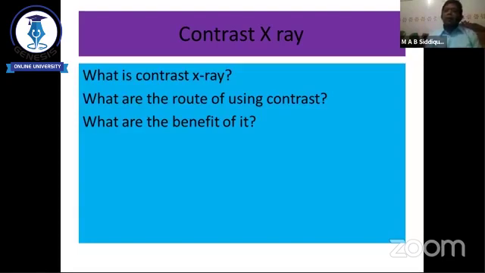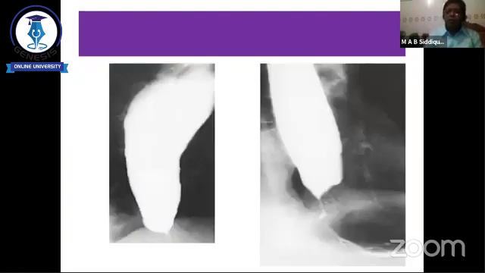So today we will discuss contrast X-ray. If we use the oral route, we usually use barium sulfate, and this barium sulfate passes from mouth to anus in a time-dependent manner: when it goes to the esophagus, when it goes to the stomach, when it goes to the small intestine. And in the case of the large intestine, we usually use a per rectal dye.